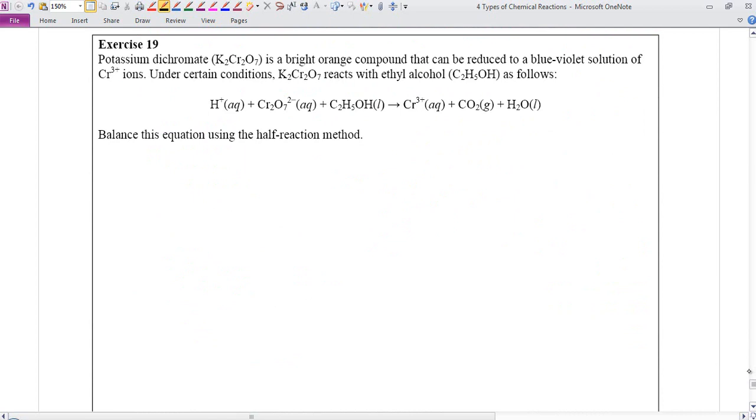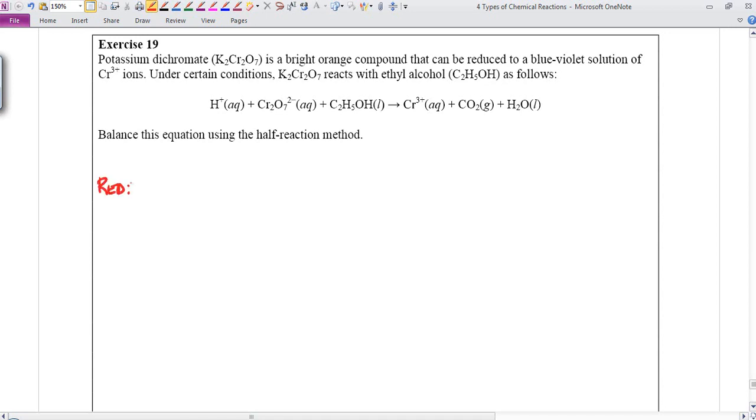All right, potassium dichromate is a bright orange compound that can be reduced to a blue-violet solution of Cr3 plus ions. Under certain conditions, potassium dichromate reacts with ethyl alcohol as follows. Thankfully, they gave me all the players in this reaction. So we've got to figure out who's reduced and who's oxidized. That's where you always start. I like to start with the reduction, but you don't have to.